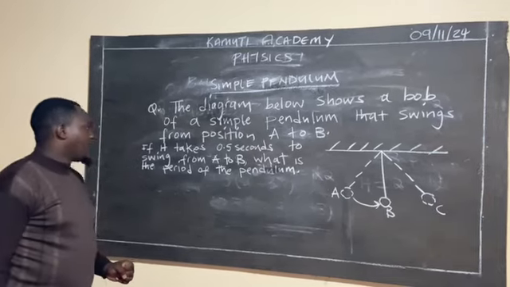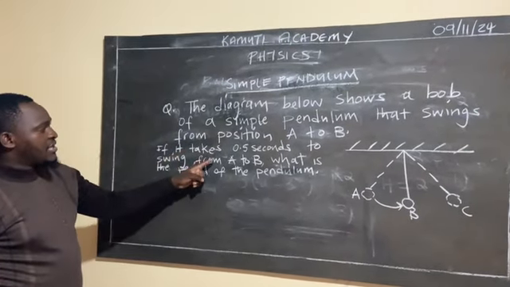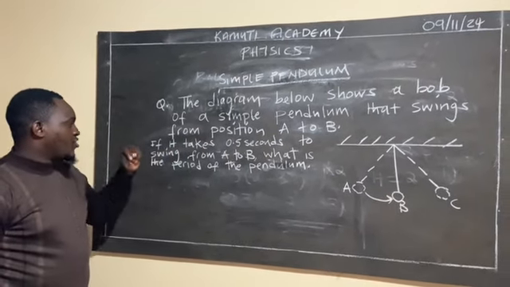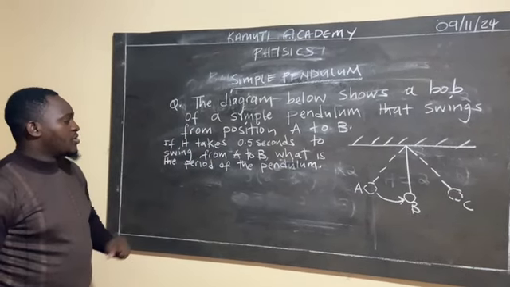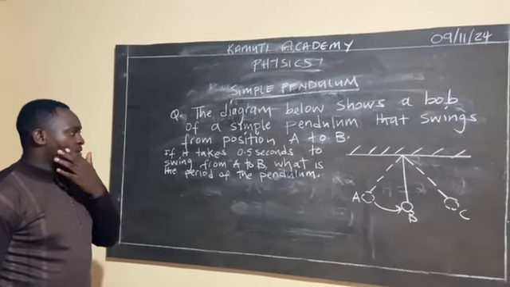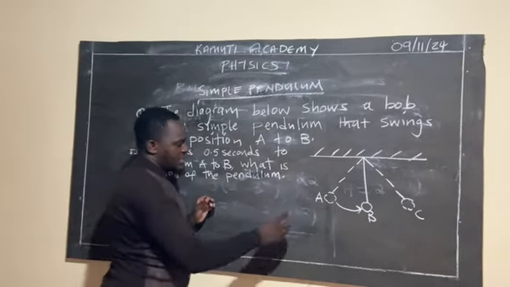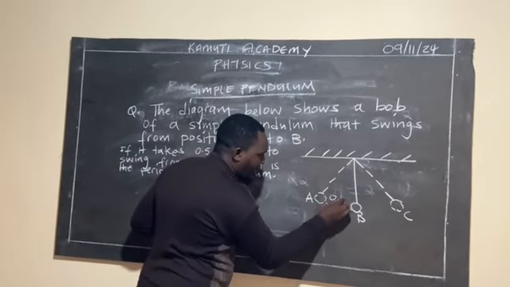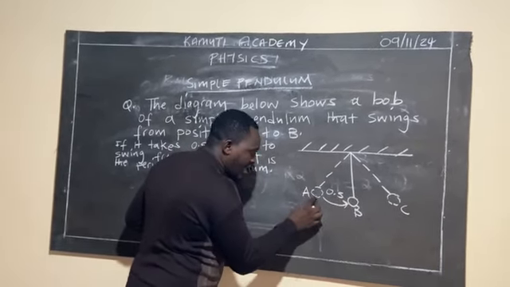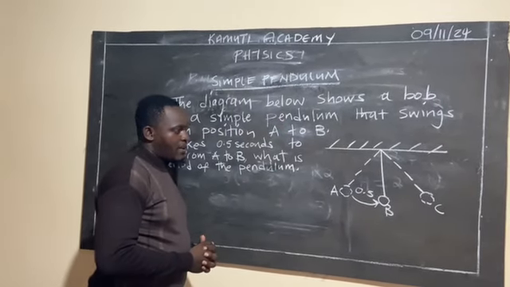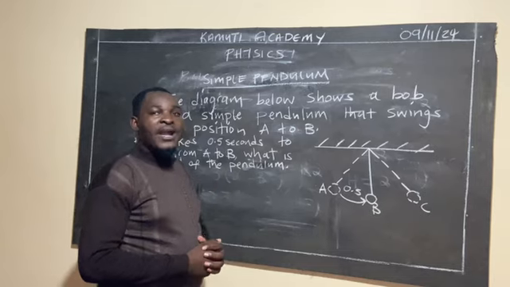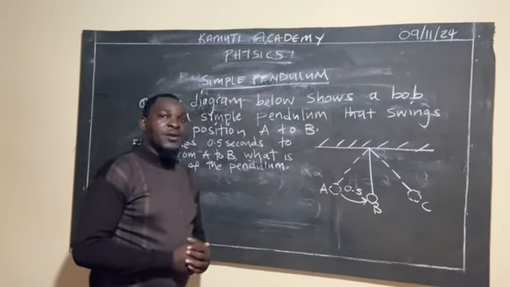All right. Now, if it takes 0.5 seconds to swing from A to B, what is the period of the pendulum? So here it takes 0.5 seconds to just move from A to B. What is the period of a pendulum? Now, let me define what period of a pendulum means.